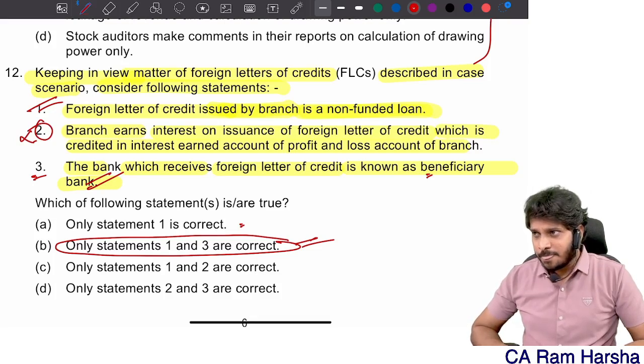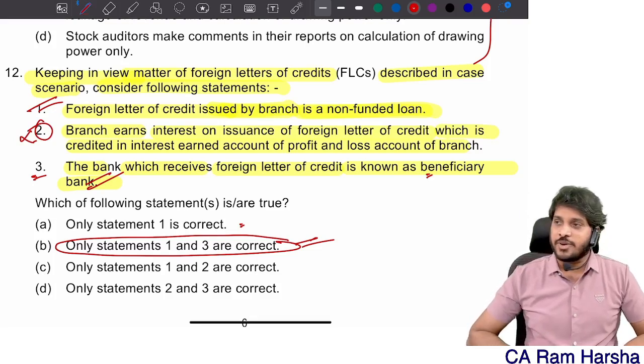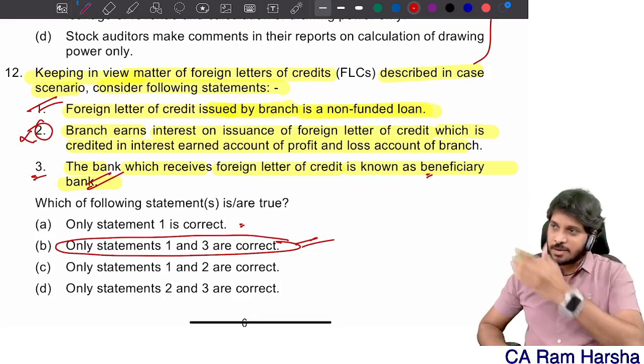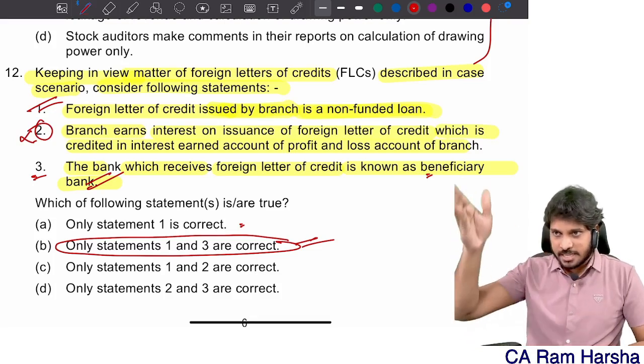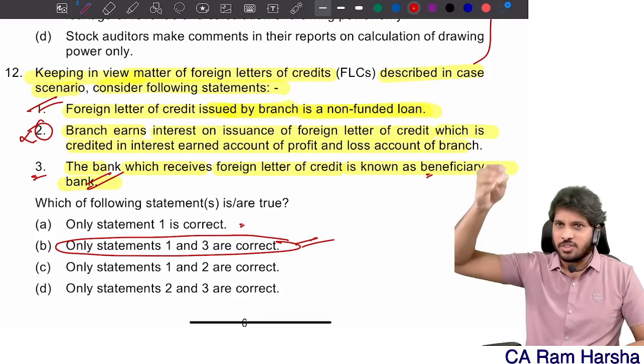Sorry? Of course, many times. In fact, there is a question on that. Give few examples of funded and non-funded. In our book, it is there. In the book, it is there very clearly. Somewhere around 12th or 11th question, it starts.